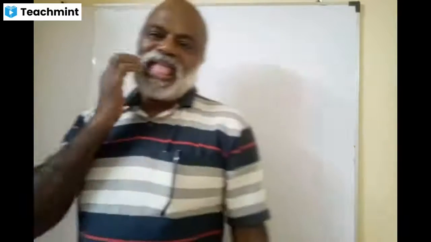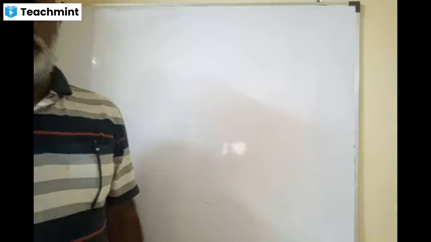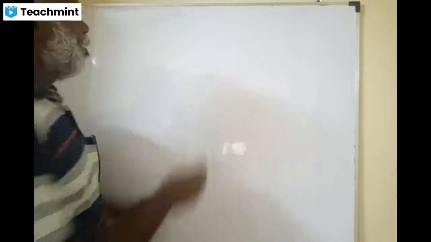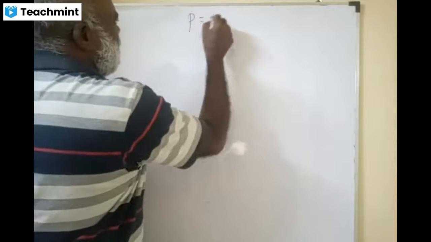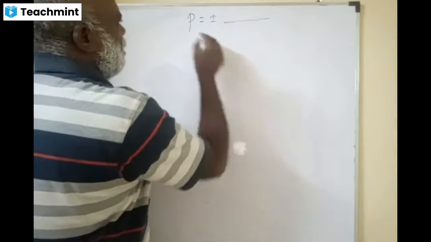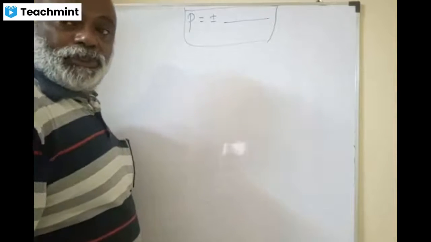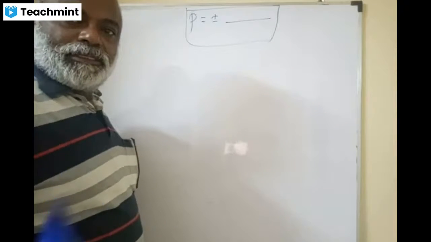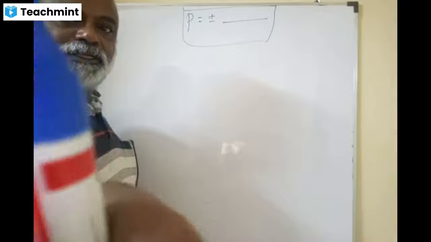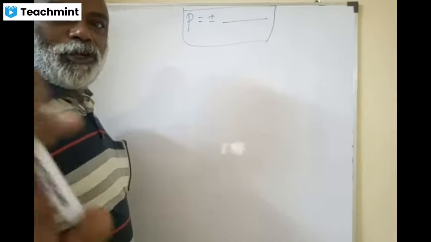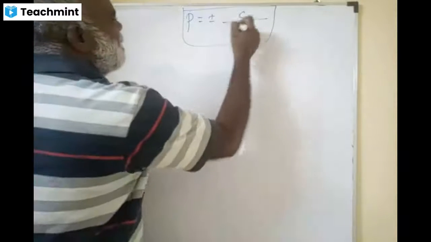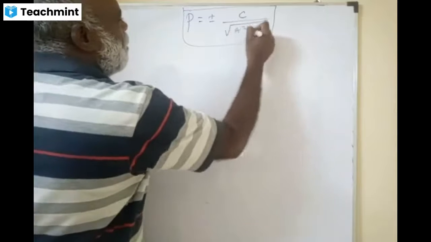Sudarshan is not there. Okay. Preeti, what is the P, ma? What is P, dear? Preeti, I think she has a network issue, maybe mic issue. So you message it. That's the problem. No problem, don't worry. Come on. So what is this, ma? C by root of a square plus b square.